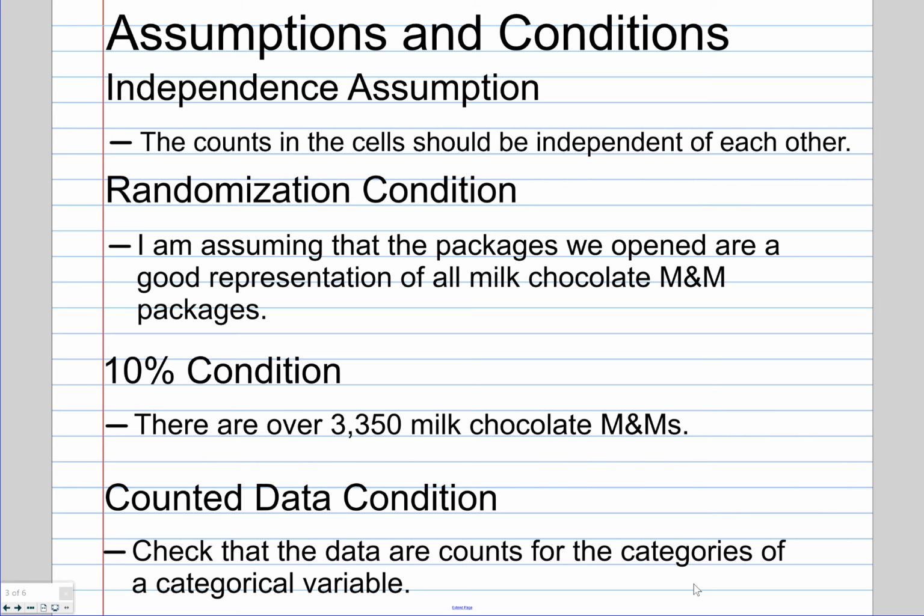If you went to Target or Walmart or wherever and bought a big bag of M&Ms, we have no reason to believe that there should be any issues with that. You'll notice on the statement you're writing for the randomization condition, I just hope that the bag of M&Ms that I have represents all the M&Ms that they make. That's a statement you'll see a lot this week. Is everybody good on where I got the 3,350 number? Yes, from the first one. So our sample size is 335 M&Ms, and I multiplied that by 10.